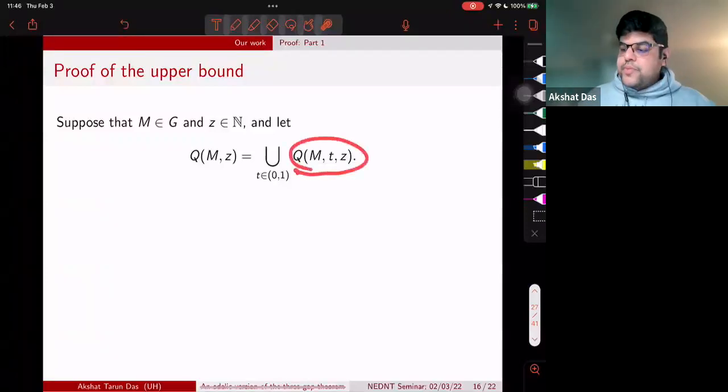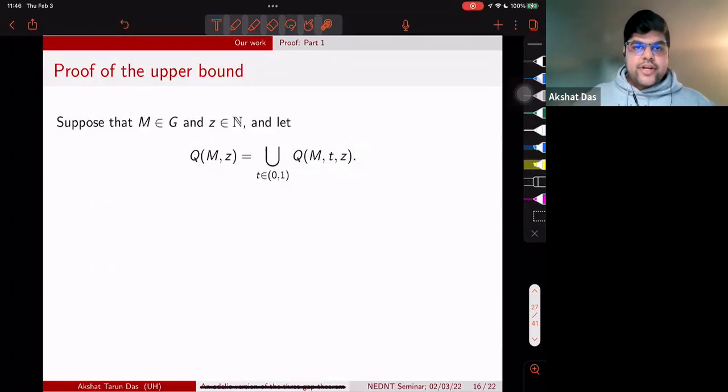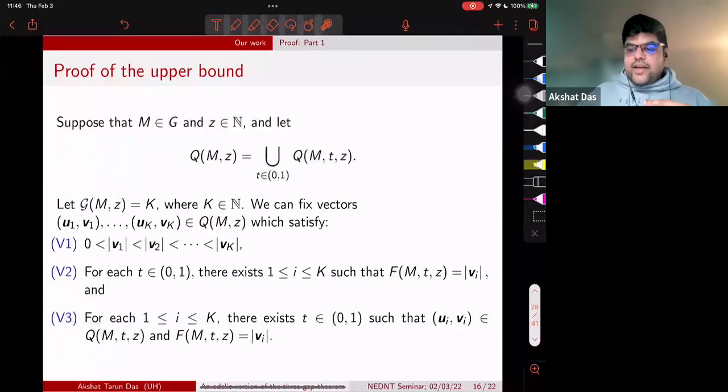So this set Q_m(t,z) was a particular collection of lattice points for a particular value of t. So let's define Q_m(z), which is going to be the union of all such special lattice points that we see as t runs from 0 to 1. Then, because we were able to show that the script G function is actually finite, we can go ahead and assume that it is equal to some natural number k.